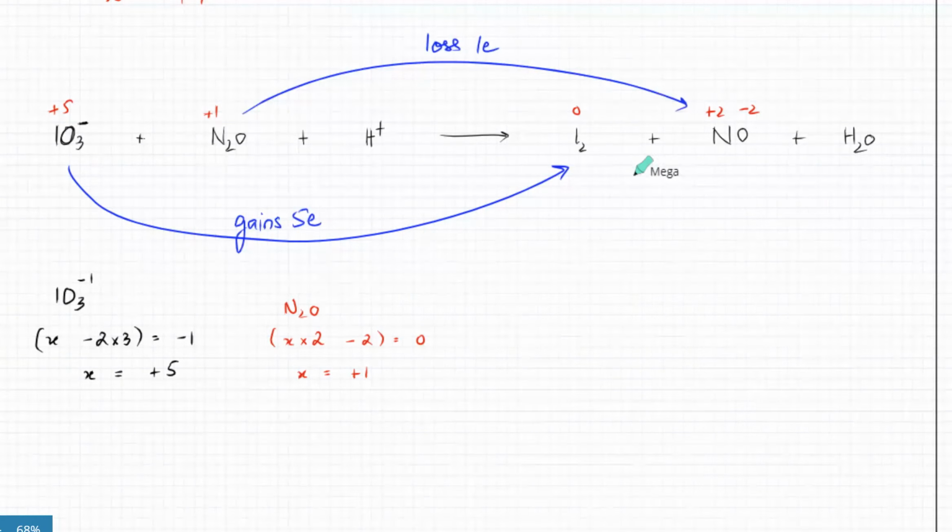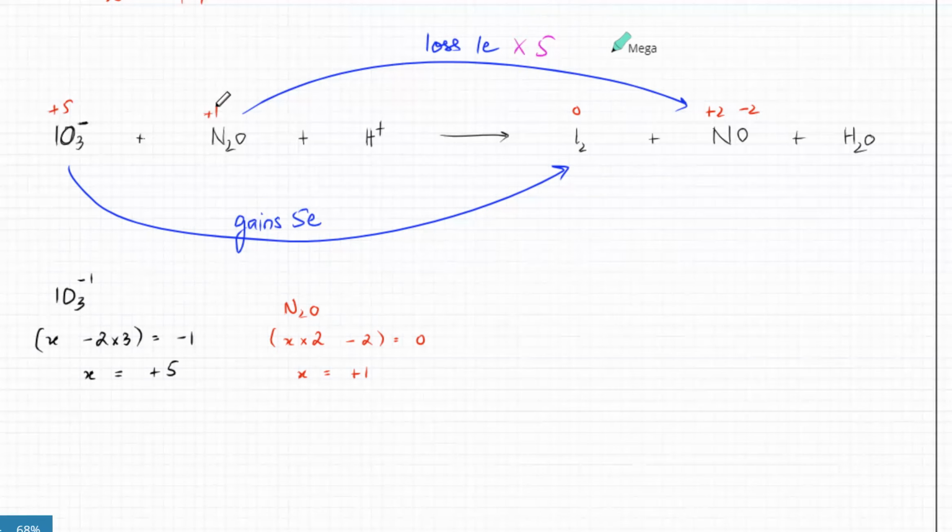Remember, you have to make the number of electrons gained and lost equal. That's the first thing you have to do. For that, you can multiply this by 5. All you need is 5 nitrogens. Then the number of electrons gained and lost would be equal. So I multiply this one by 5, which basically means I should have 5 nitrogens.